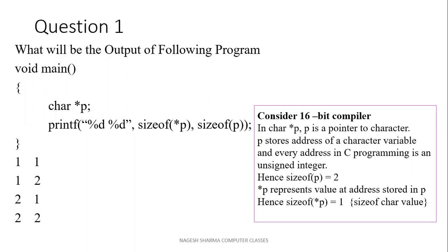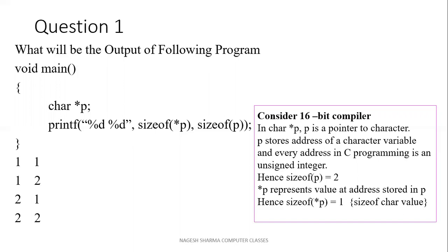compiler will store 2 bytes for every integer. So if p is a pointer, then p will store the address of some character here. So size of p will represent the size of address that is stored in p. So that is an integer value, and an integer value in this problem will take 2 bytes. So size of p will be 2.